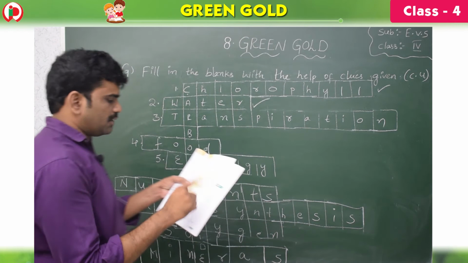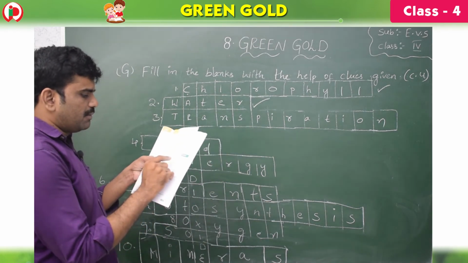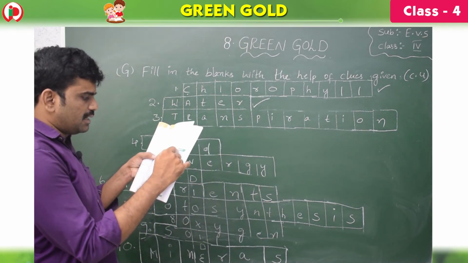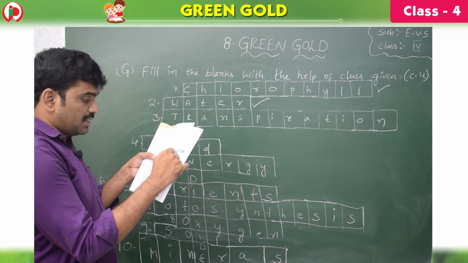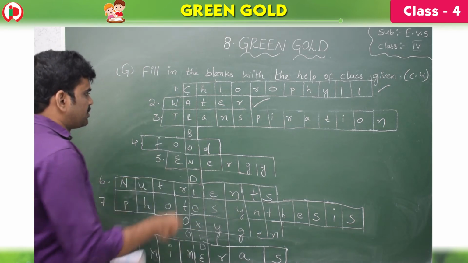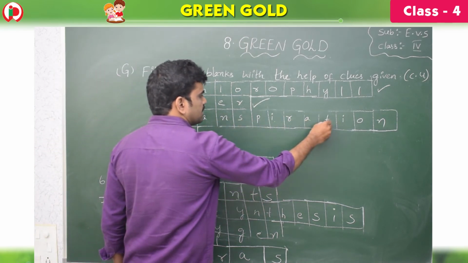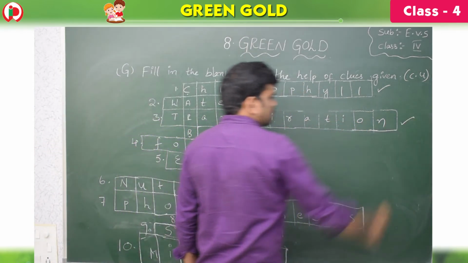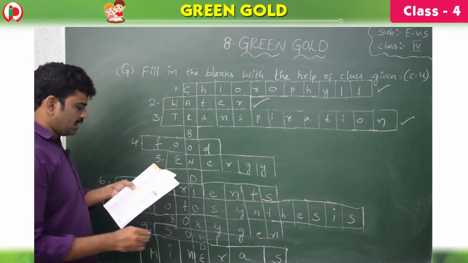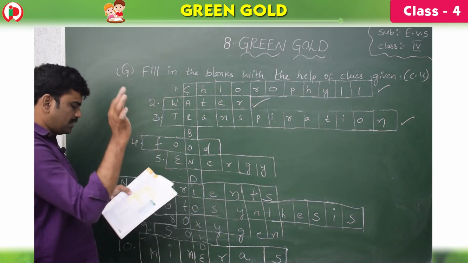Now go for the third one, children. Where is the R in the second letter? Yes, transpiration. TRANSPIRATION. So this is the third one. Let's go for the fourth one. Skip this B.